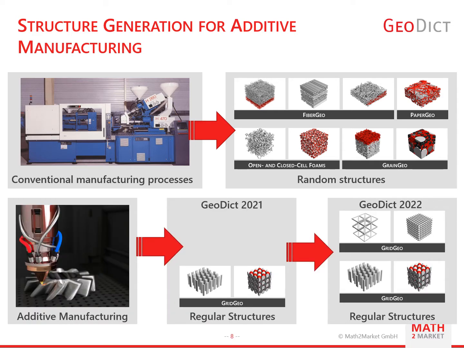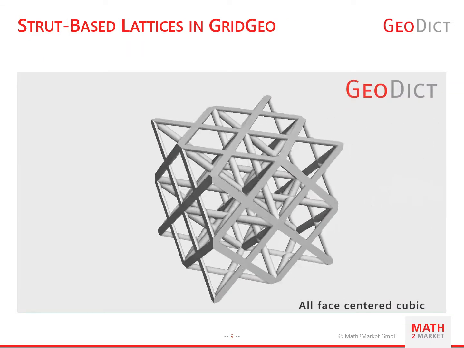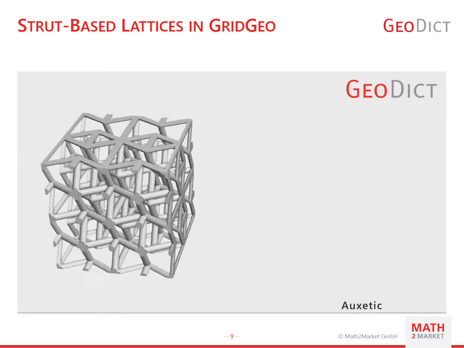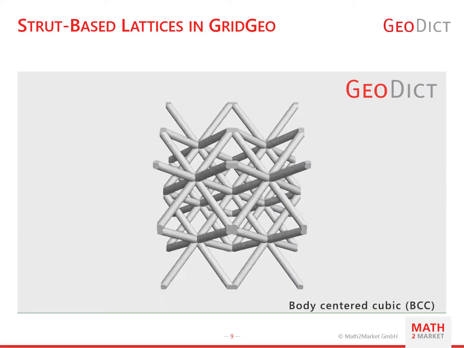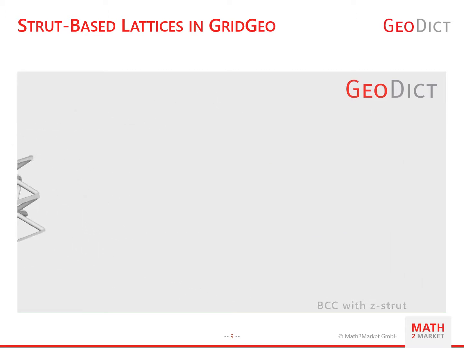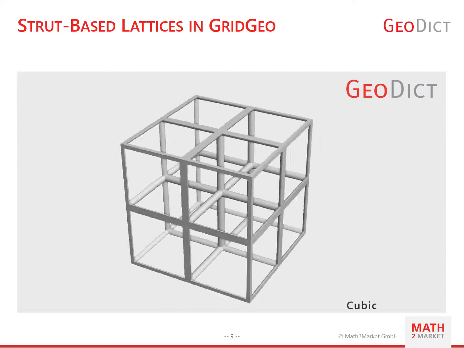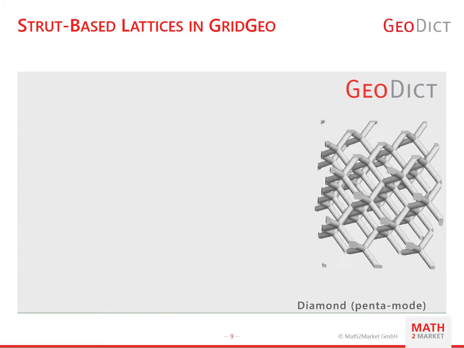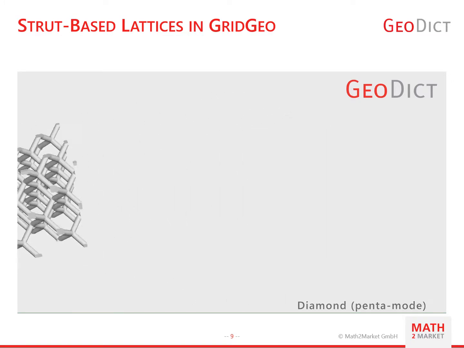In GeoDict 2022, GRIDGEO was extended by a wide range of regular structures, which you can use as basis for your material made by additive manufacturing. First, there are the STRUT-BASED lattices. They are composed of periodicity cells, which can be repeated as many times as you wish. You can define the size of the periodicity cell and its number of voxels per side. You can also define the diameter of the struts at two different locations, in the center of the strut and near the node.